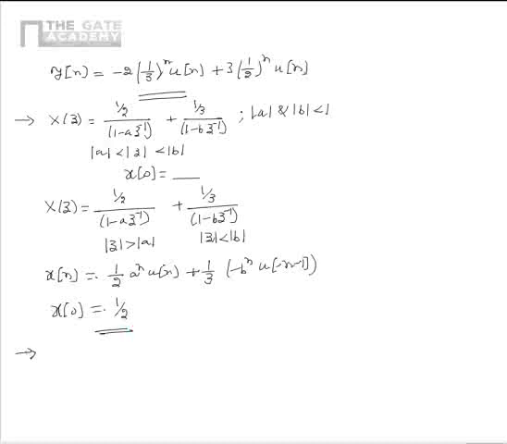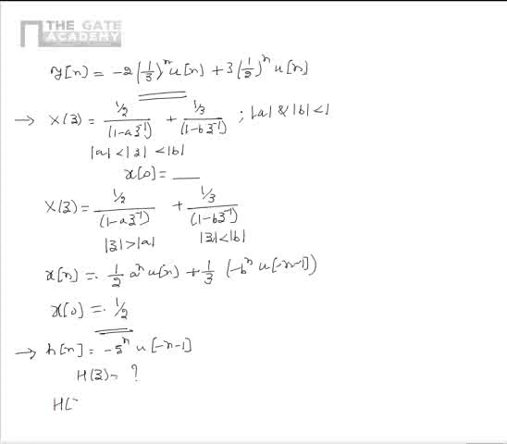Now let us consider another problem as per which it is given that the impulse response of an LTI system is h of n is equal to minus 5 power n multiplied by u of minus n minus 1. Then we need to find the system function of the system along with the ROC.